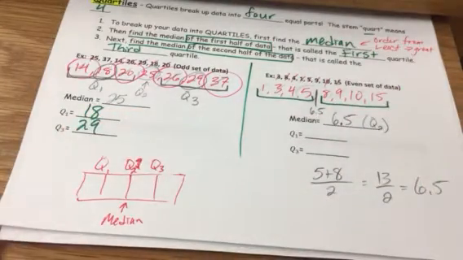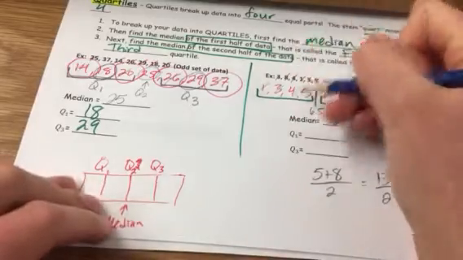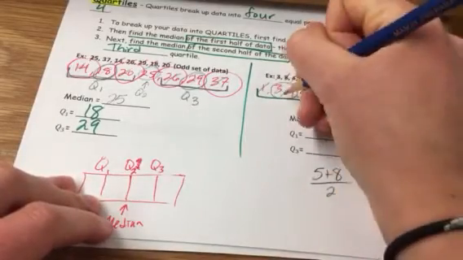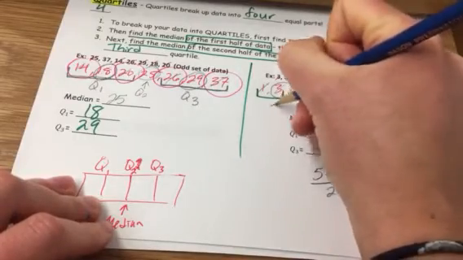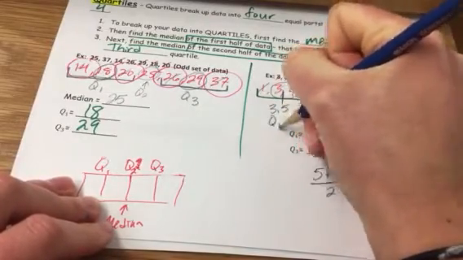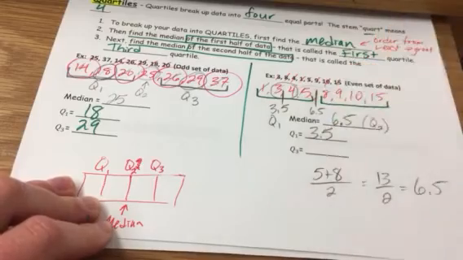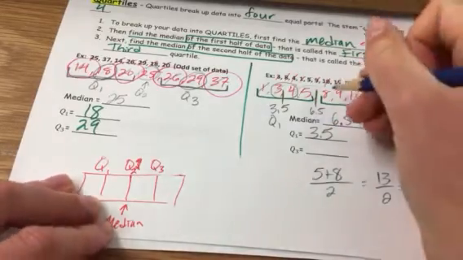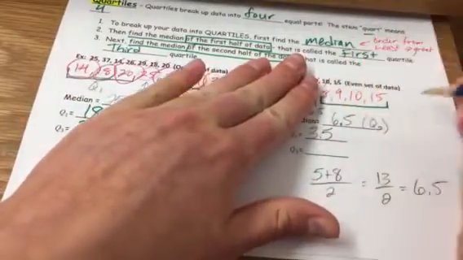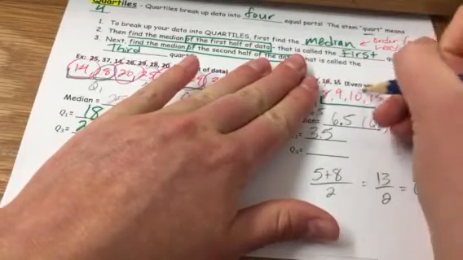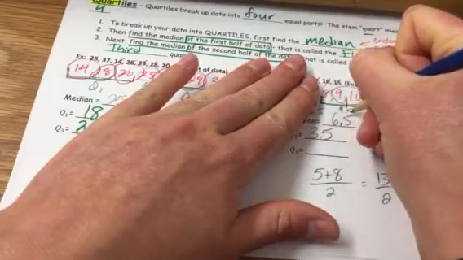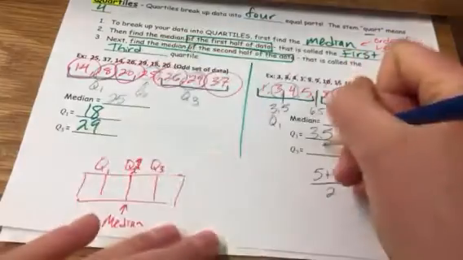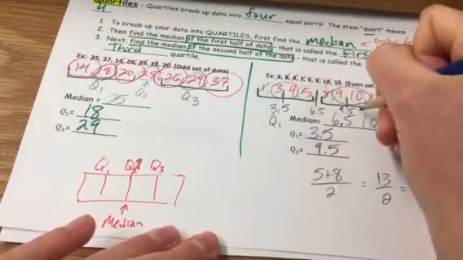Now I'm going to find the median of this. I need to find the middle of these two. Well, I know that 3 plus 4 is 7, divided by 2 is 3.5. So my first quartile is 3.5. And then lastly, I'm going to look at this last half here. Cross those out: 9 and 10. What's halfway between 9 and 10? 9.5. So my third quartile is 9.5.